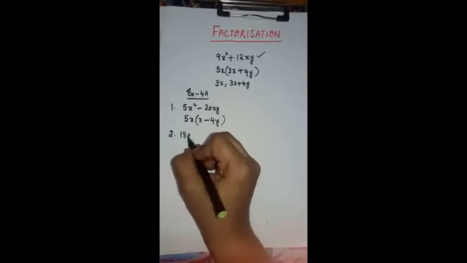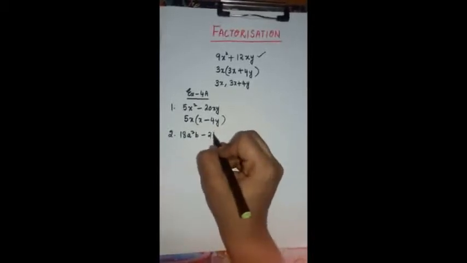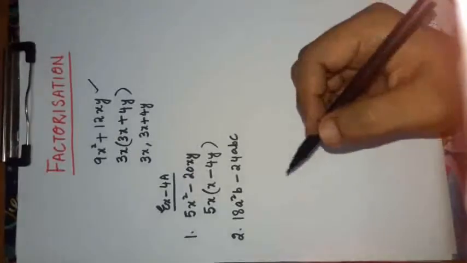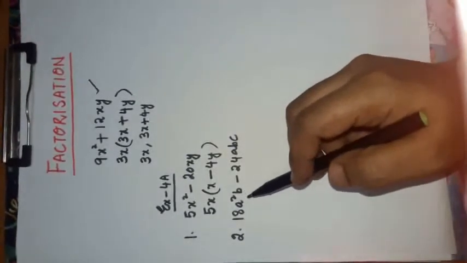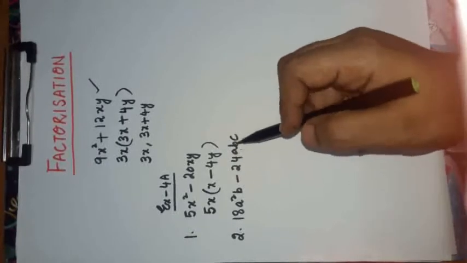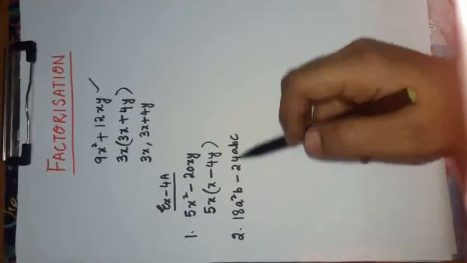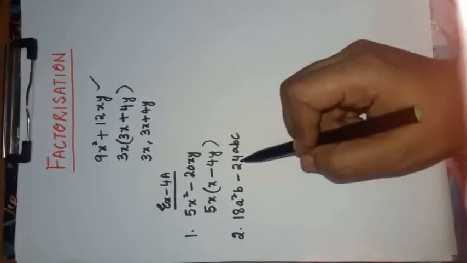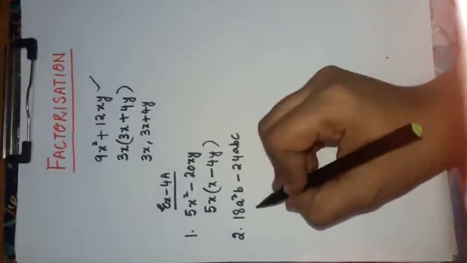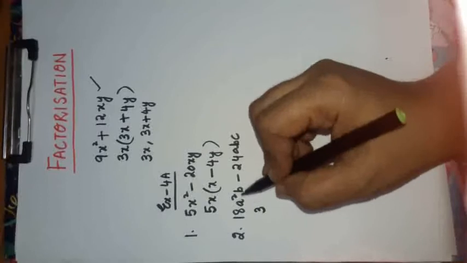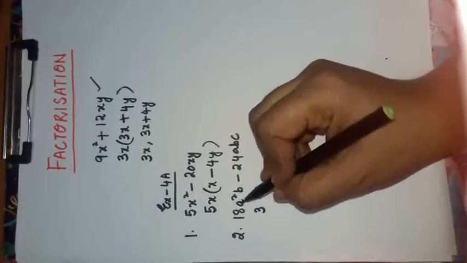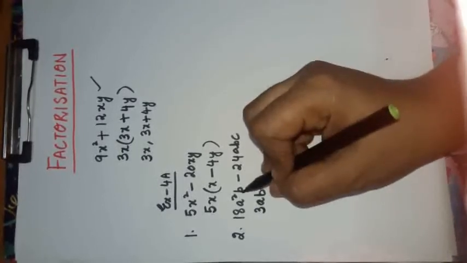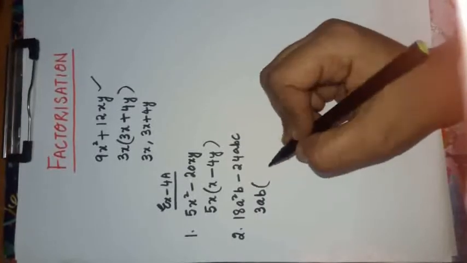What is your second problem? 18a square b minus 24abc. Now students, in this expression you have got two terms again. Out of these two terms you have to take something common. Now 18 and 24 will come in which table? 3 table. So let us take 3 common. Then a square b and abc. Here a you can take common, then b you can take common, c is not here, only here you have it. So 3ab you can take common.